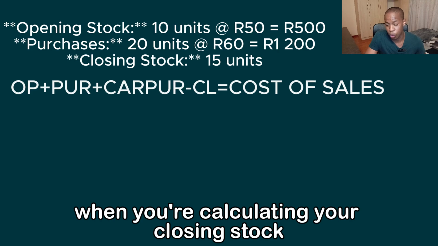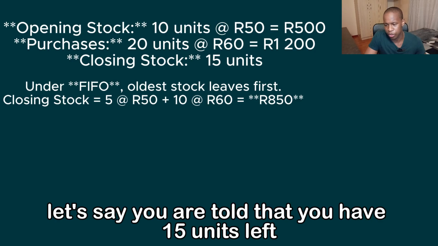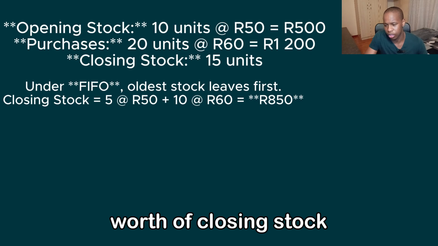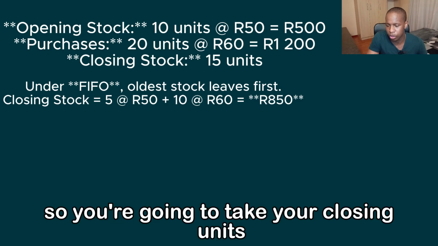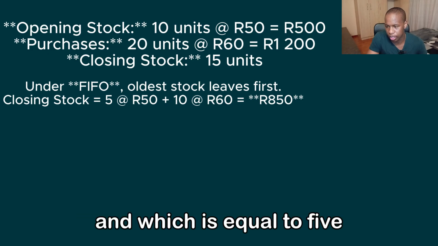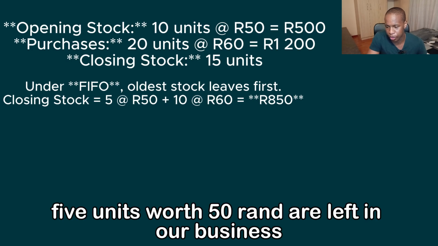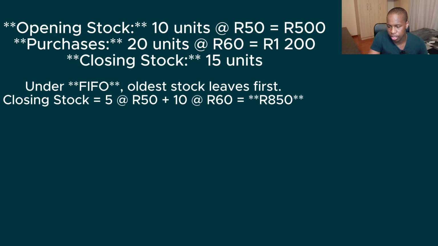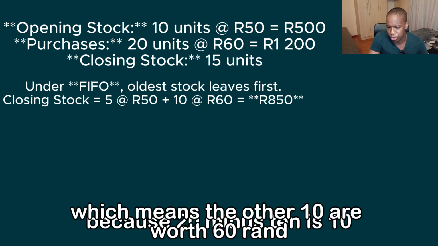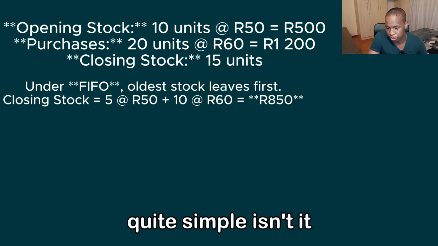When you're calculating your closing stock for your FIFO, you calculate it like this. Let's say you are told that you have 15 units left worth of closing stock. So you're going to take your closing units and subtract your opening units, which is equal to 5. And now we know that 5 units with 50 Rand are left in our business, which means the other 10 are worth 60 Rand, because 20 minus 10 is 10, and that is our closing stock using our FIFO method. Quite simple, isn't it?